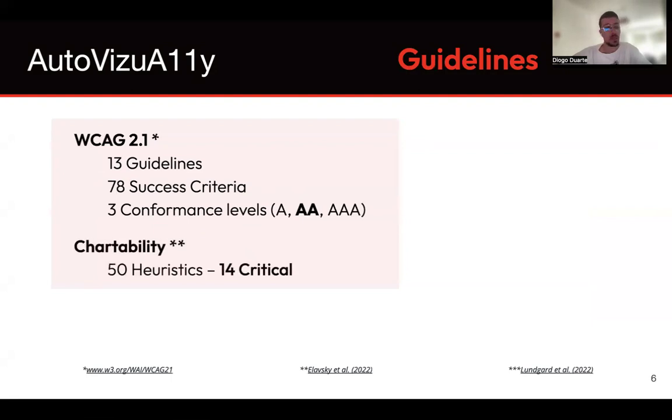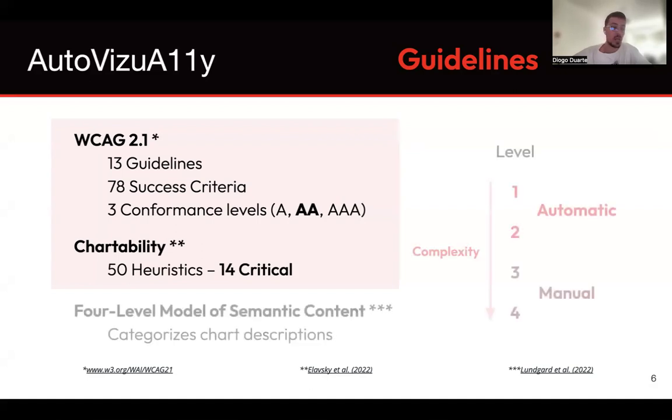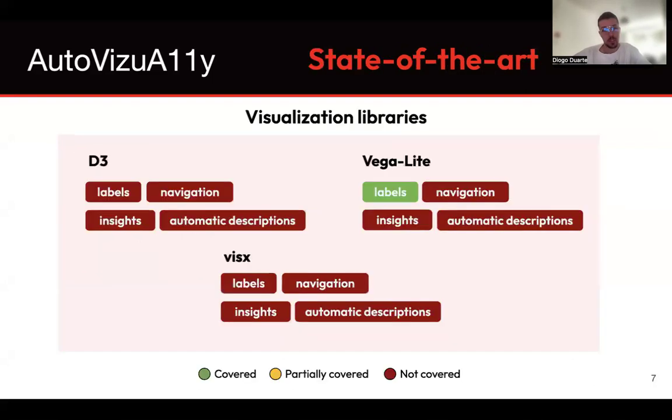One of Chartability's multiple critical guidelines says that visualizations should have a title, a summary, or a caption, ultimately creating descriptions that, following other authors in the literature, can be categorized into multiple levels, which emphasizes the need to manually write short descriptions that are more complex. However, accessible data visualizations involve more than just short descriptions.